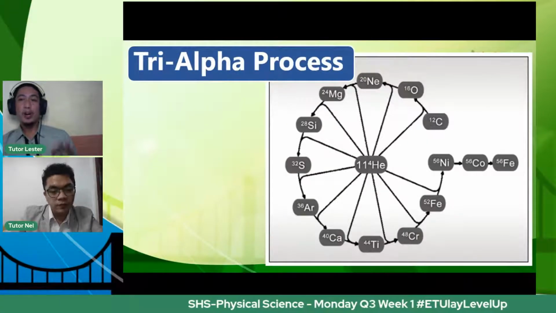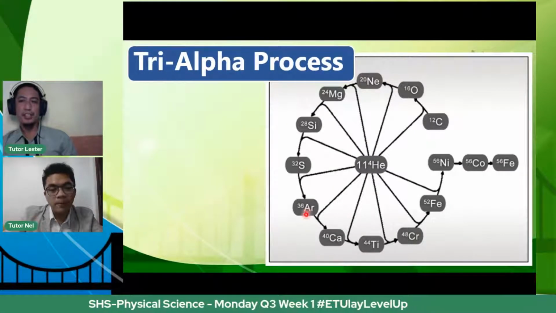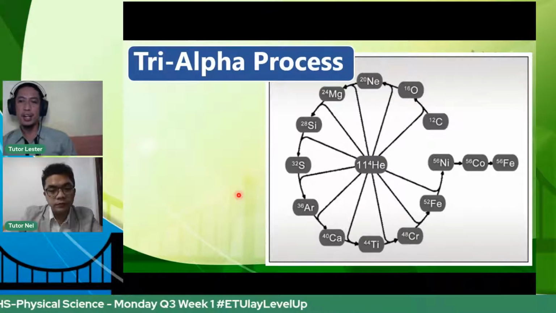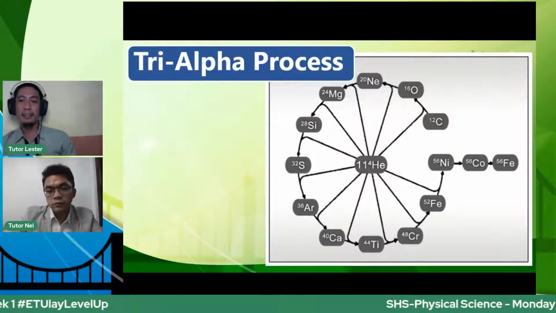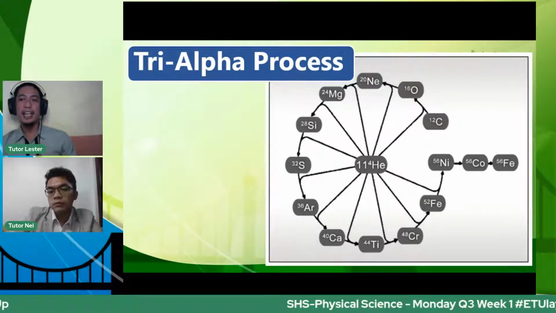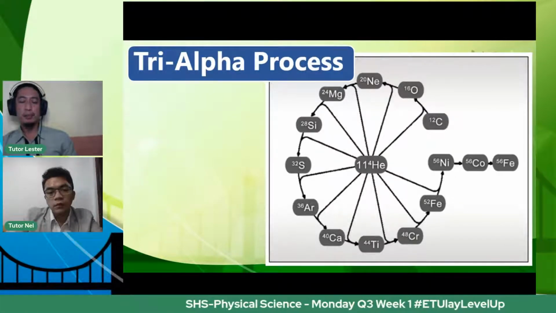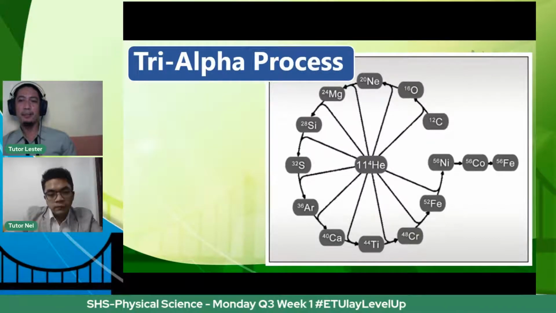Alright. So kapag naubos na po ang hydrogen sa core ng isang main sequence star, ito po ay nagiging red giant at ang ginagamit nito to power itself is helium. So this is possible through the tri-alpha process.